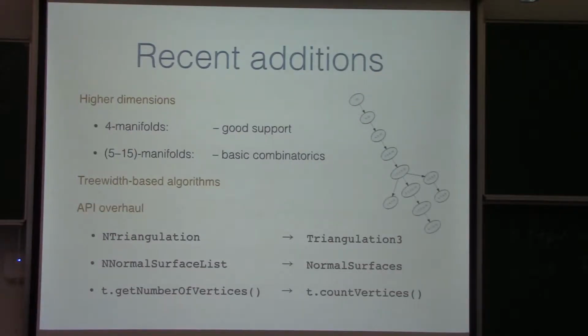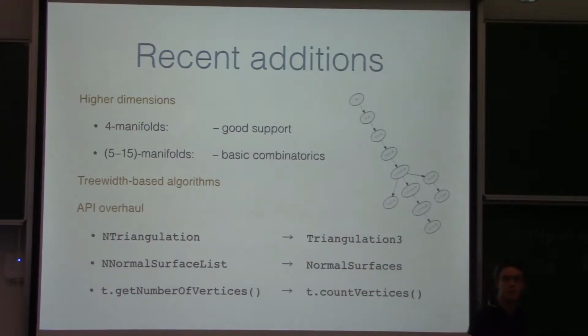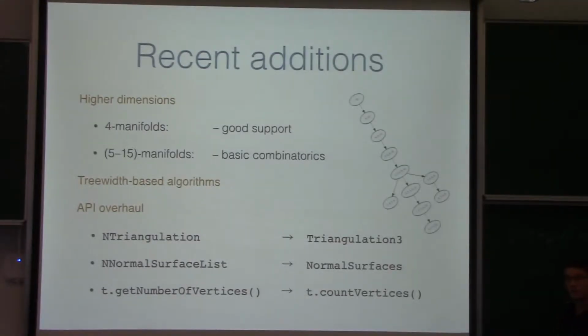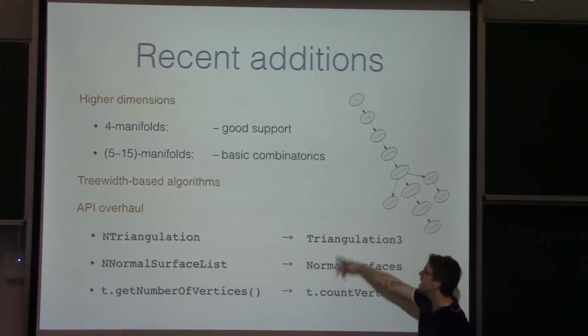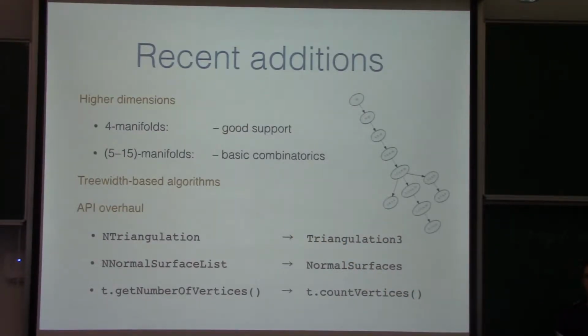So just before I get to the actual demo, I want to talk about a couple more things. If you know Regina well, what's new in the last couple of releases? It now does high-dimensional manifolds, so there is decent support for 4-manifolds. In particular, there's a lot of algebraic machinery, which is not in the GUI, but which is available through Python and C++. It does 5 to 15-dimensional manifolds, but just the basic combinatorics of the triangulations.